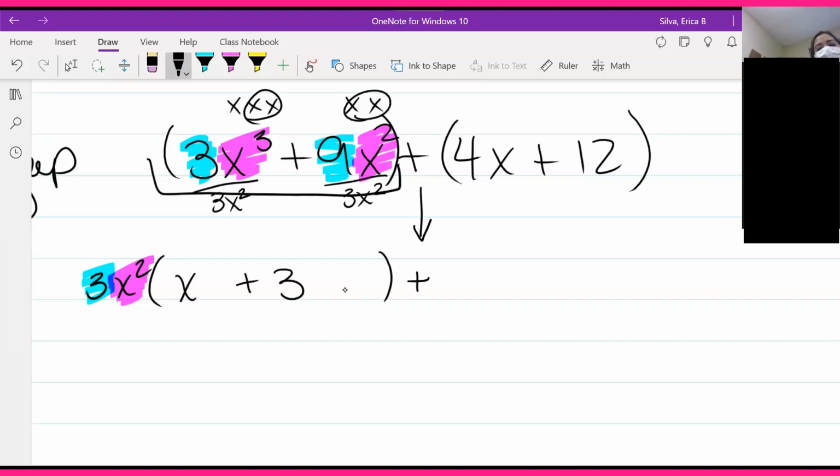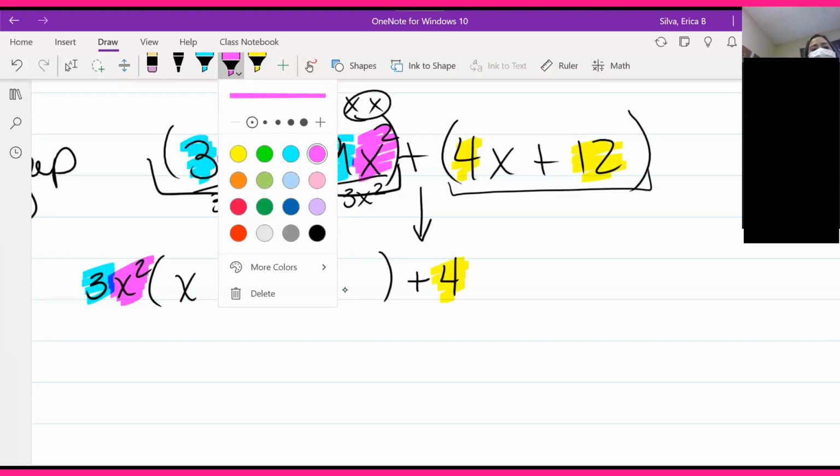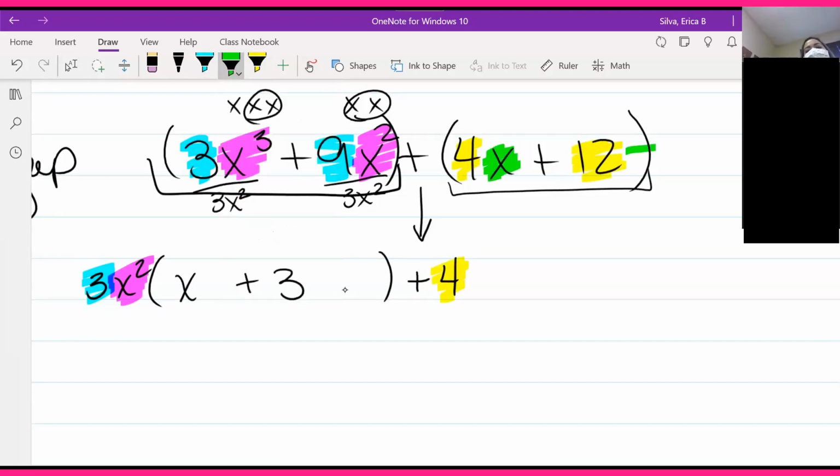Now we're going to do the exact same thing to the second group, but we want to bring down this plus sign first. Now, if we look at these 2 terms, what's my GCF? We look at the numbers first. What's the GCF between 4 and 12? 4. And if we look at the x's, this one has an x, this one doesn't have an x, so we can't factor an x out.